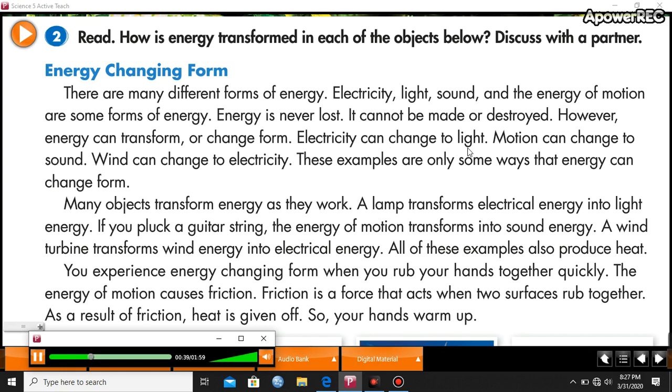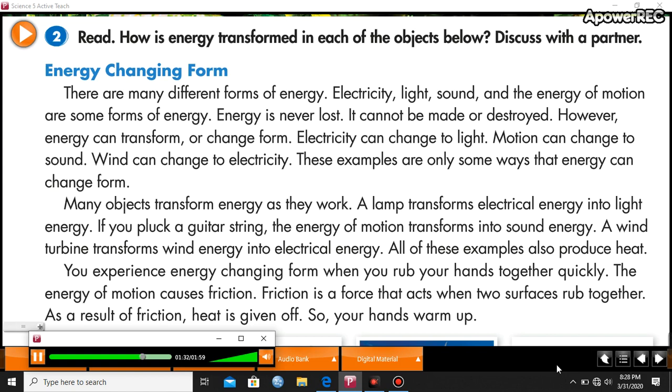Electricity can change to light. Motion can change to sound. Wind can change to electricity. These examples are only some ways that energy can change form. Many objects transform energy as they work. A lamp transforms electrical energy into light energy. If you pluck a guitar string, the energy of motion transforms into sound energy. A wind turbine transforms wind energy into electrical energy. All of these examples also produce heat.